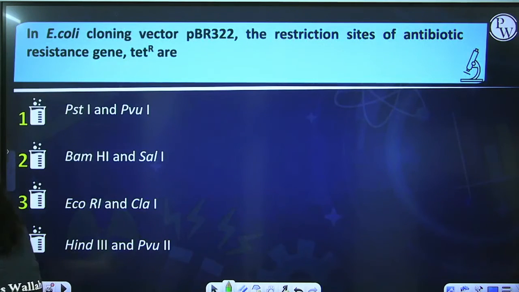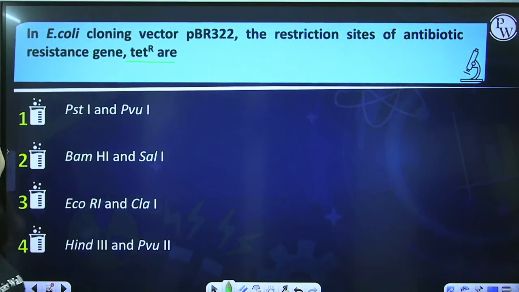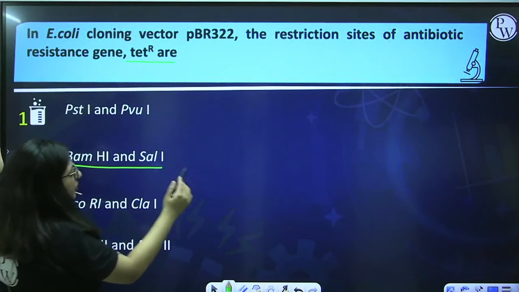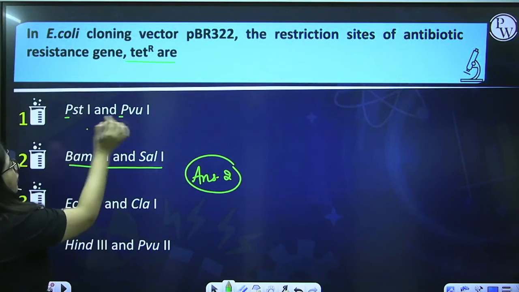The first question on your screen is this. In E. coli cloning vector pBR322, what are the restriction sites of the antibiotic resistance gene tetracycline R? Simply, they are asking what restriction sites are present on the tetracycline resistance gene. You just have to memorize BamHI and SalI. Answer is 2.